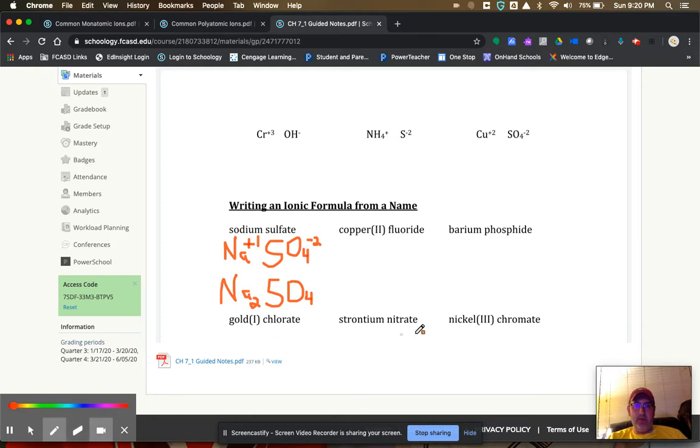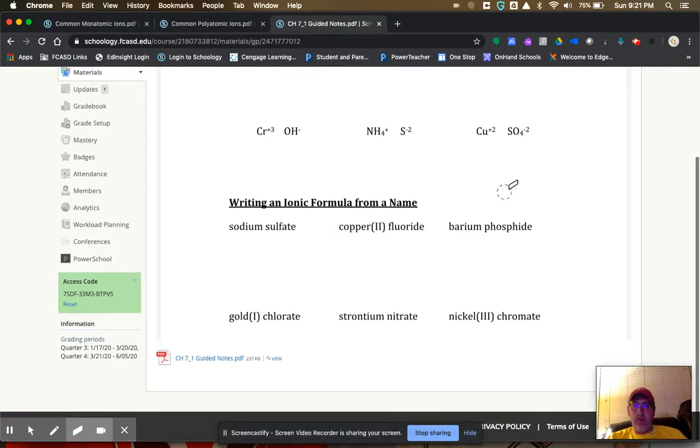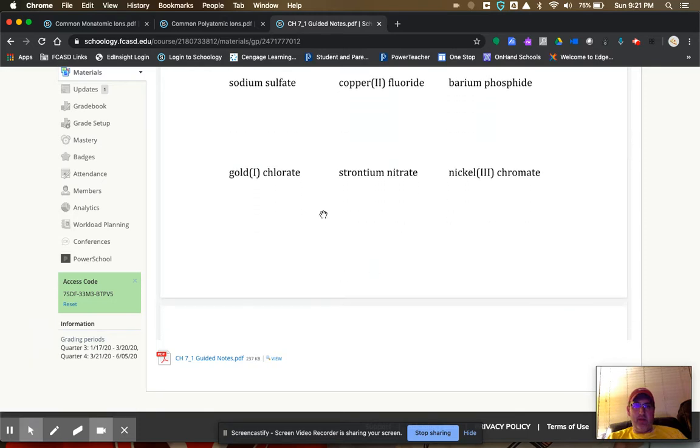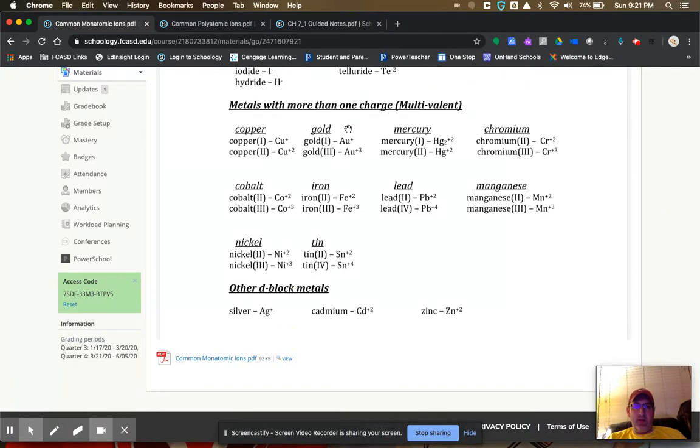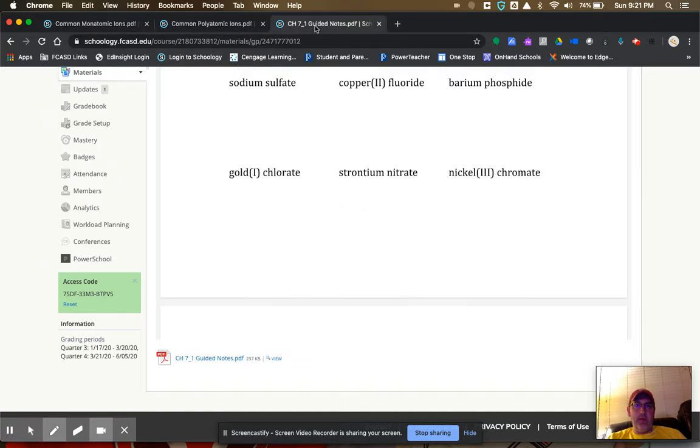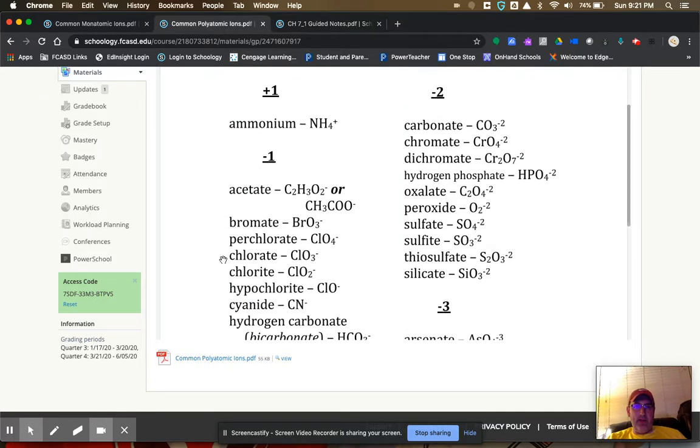Now we're going to do these 3 more, and then we'll be finished for today. And this is what your homework's basically going to be on. So gold 1 chlorate. So gold 1, that's a monatomic. Gold 1, Au plus 1. Okay, so that's Au plus 1, remember that. And then chlorate, here it is right here, ClO3 minus 1.